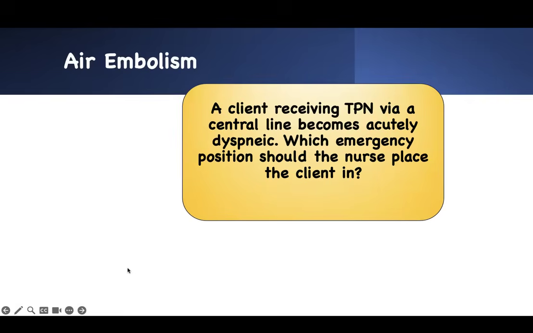Now, we're moving on to air embolism. Air embolism, very, very important. A client receiving TPN via a central line becomes acutely dyspneic. In which emergency position should the nurse place the client? That's a classic presentation of air embolism. On the test, they're not going to tell you it's air embolism. They will give you this question, and you have to remember that this is air embolism. The best way is to prevent air from going to the lung and the heart. Therefore, you place this patient on the left side. After that, you place their head down. So left-side lying and Trendelenburg. That is the best position.